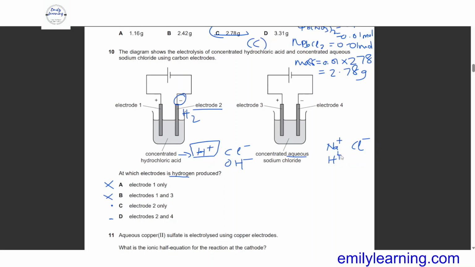Now, I know that I'm interested in hydrogen being produced, so I need to look at electrode 4 here, because the negatively charged electrode will attract the positive cations. The next thing I need to look at is Na+ and H+. If you recall in your reactivity series, hydrogen is below sodium, so hydrogen will be preferentially discharged compared to sodium. Therefore, hydrogen gas will be produced instead of sodium. So we will have H2 gas being evolved here. Because H2 gas is evolved at electrode 2 and electrode 4, the answer is D.